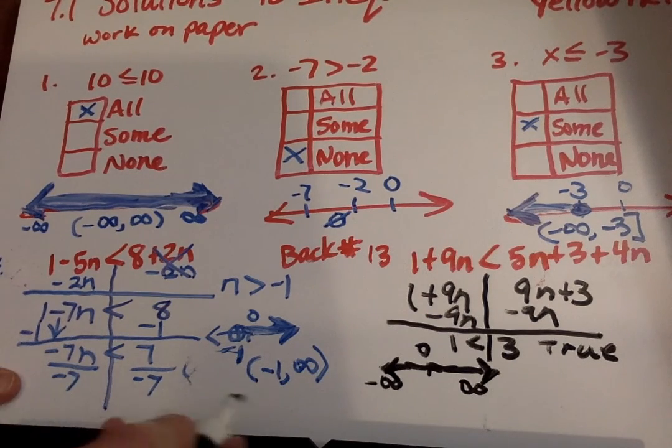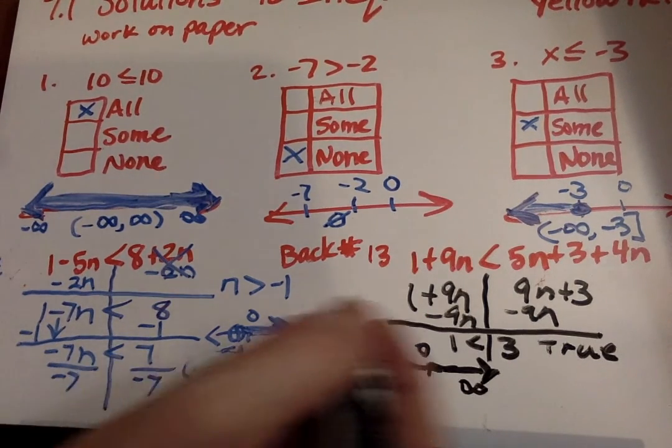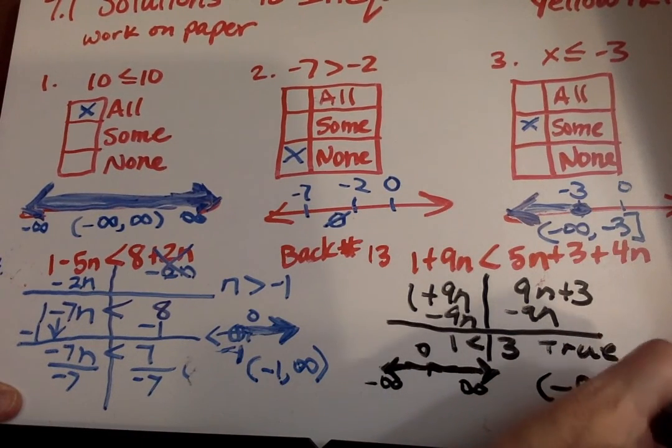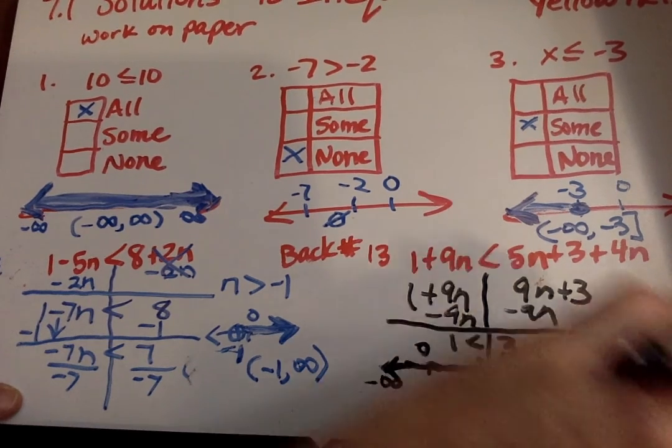Okay. Then for our interval, you could go -infinity, comma, positive infinity. So that's all real numbers.